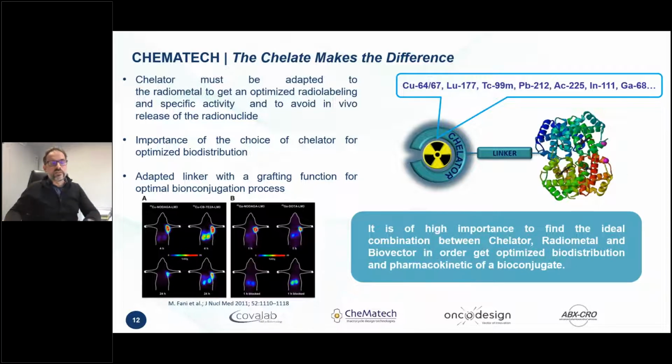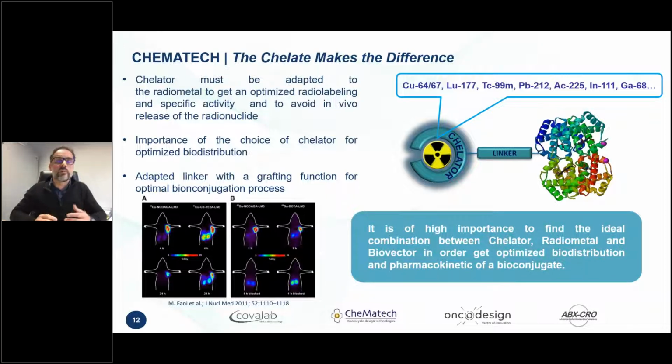So, the chelate makes the difference. This is my favorite expression. It reflects the importance of the chelator in radiotracer development. It was actually the title of a publication by Professor Mackey in 2011. When designing a radiotracer, you need a biovector, such as an antibody, a peptide, or a small molecule, a linker to attach the chelator, and a radiometal. Depending on the radiometal, you can use the radiotracer for diagnostics, for instance with gallium-68 or copper-64, or therapy with lutetium-177 or actinium-225.